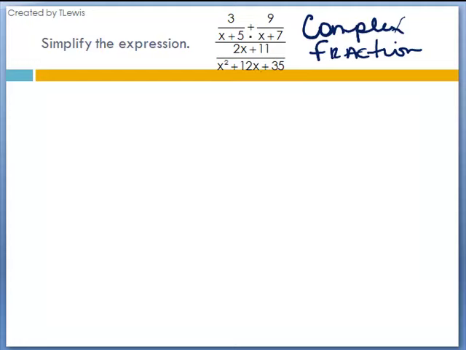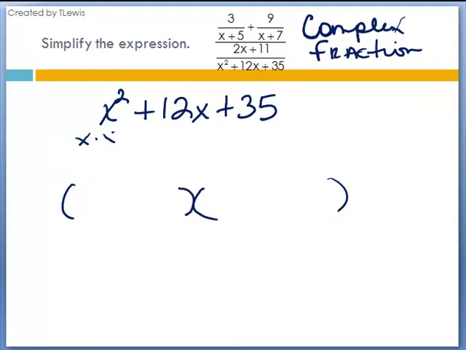And we do not want to have those fractions in the numerator as well as the denominator. So we want to first find the LCD. Let's look at the denominator of each. When I say each, look at the numerator. We have x plus 5, we have x plus 7. These cannot be factored. But the denominator, x squared plus 12x plus 35, we want to factor that.